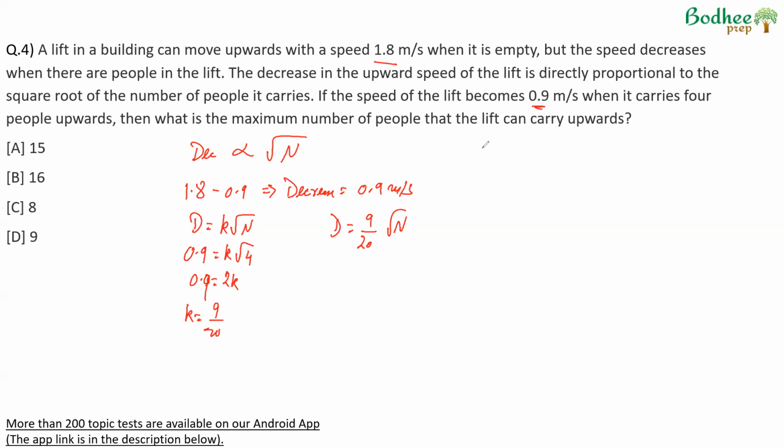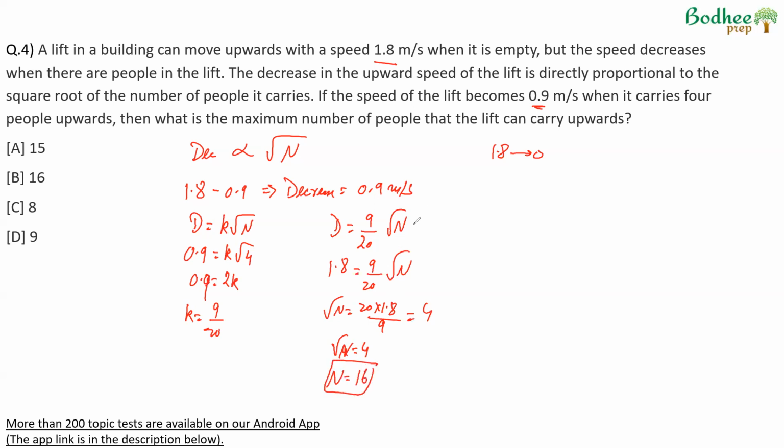Now, the maximum decrease in speed that is possible is that the speed goes from 1.8 to 0, in which case the decrease will be 1.8 meters per second. This is equal to 9 by 20 into root of n. So root of n is equal to 20 into 1.8, which is 36 upon 9, which will be 4. Root of n is equal to 4. Squaring both sides, n is equal to 4 squared, 16.